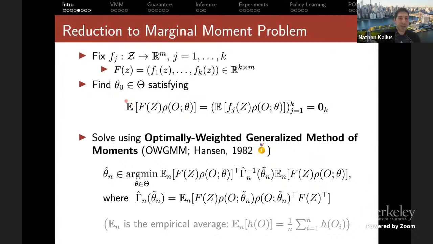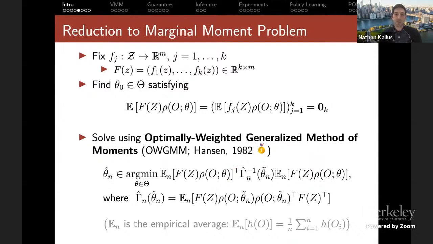We can't compute the moments exactly. Instead, we're going to compute the empirical version of the moments, so it's replacing expectations with empirical expectations. Whenever I write E sub n, I'm talking about this empirical average over the data. So now we have k empirical moments. We want to minimize all of them. We want to make all of them 0, okay?